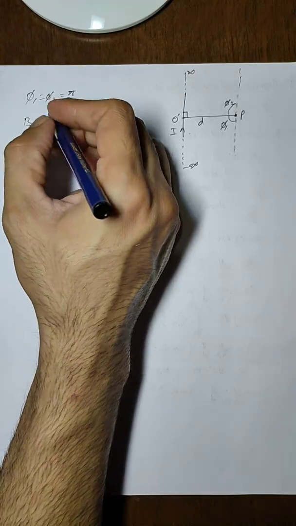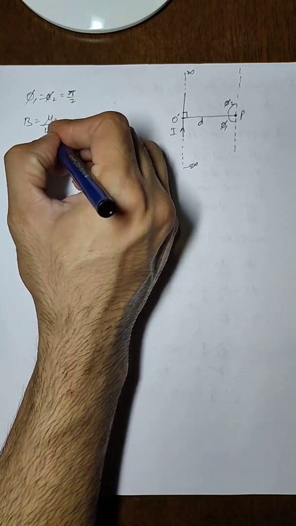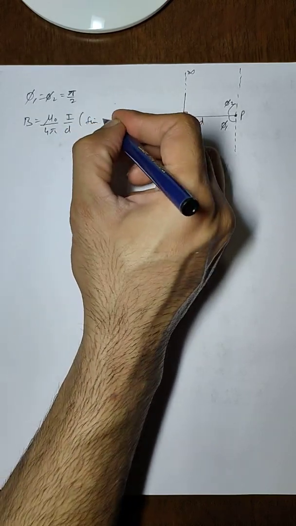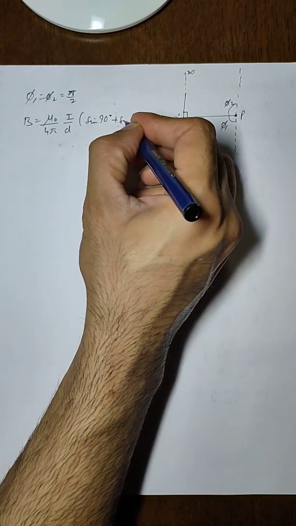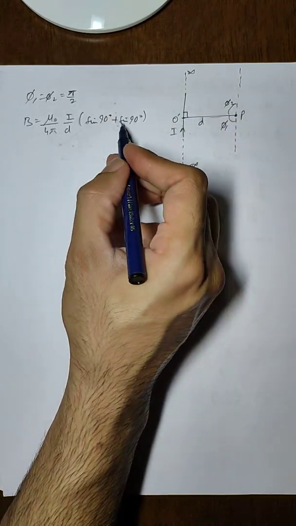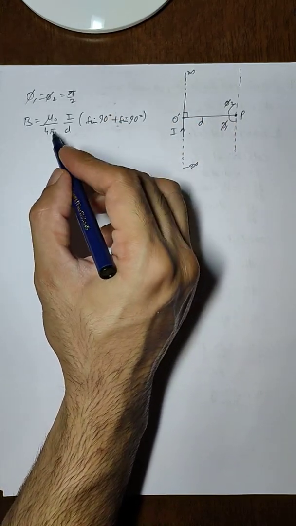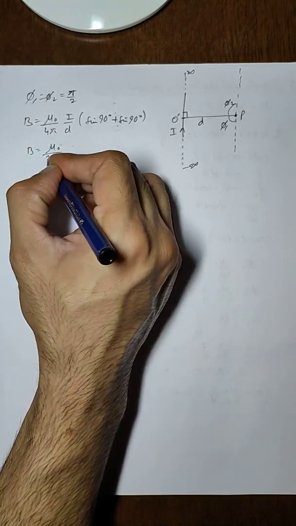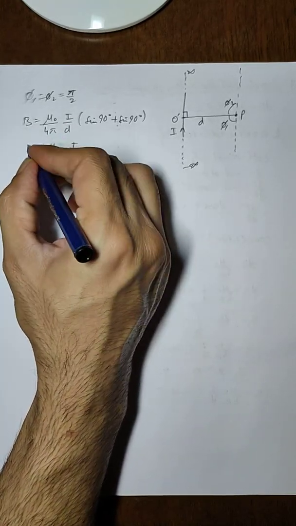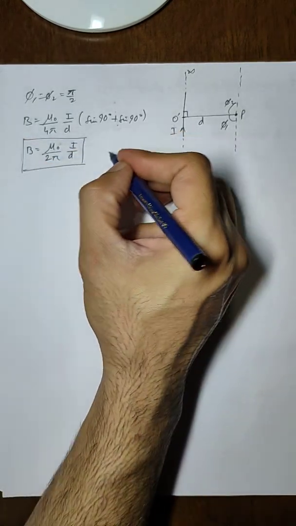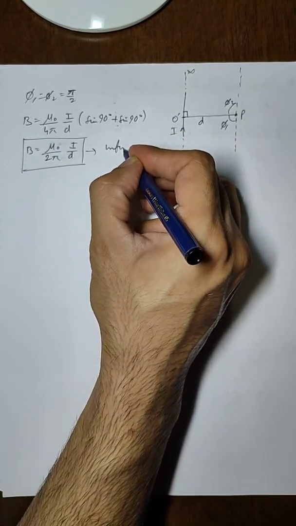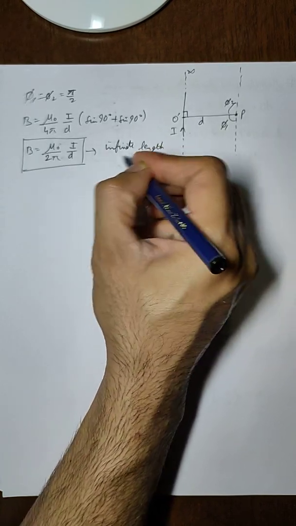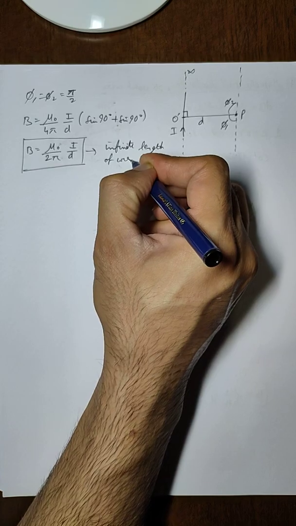In that case, the expression of magnetic field strength gets modified and we get sine 90 plus sine 90. Sine 90 is 1, so 1 plus 1 is 2. The 2 cancels with 4. So we'll get another expression for an infinite wire. This can be used directly in the numericals. This is for an infinite length of wire.